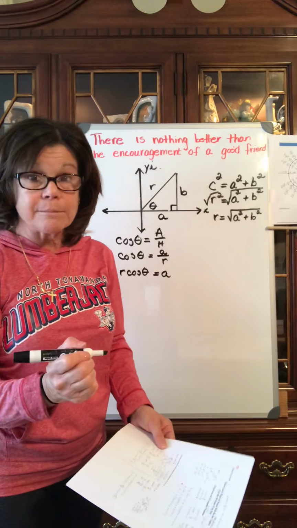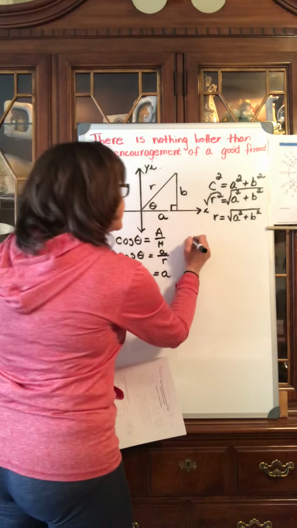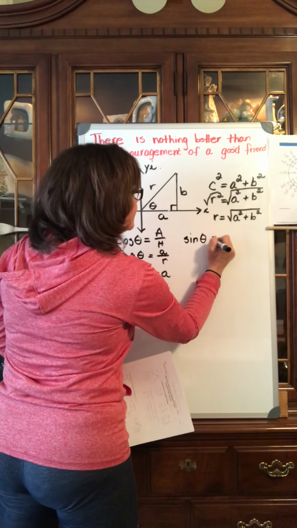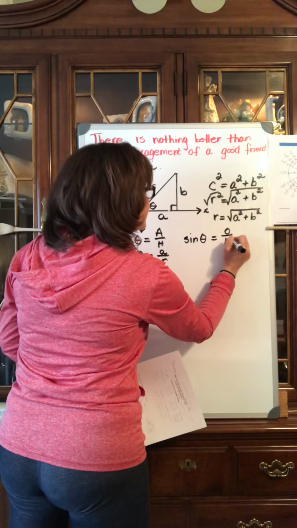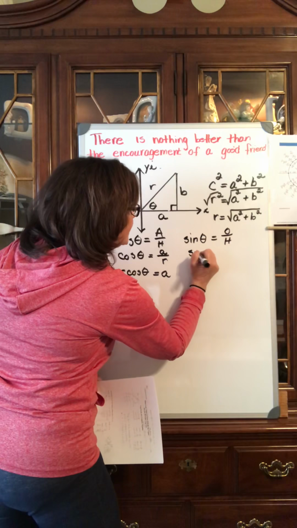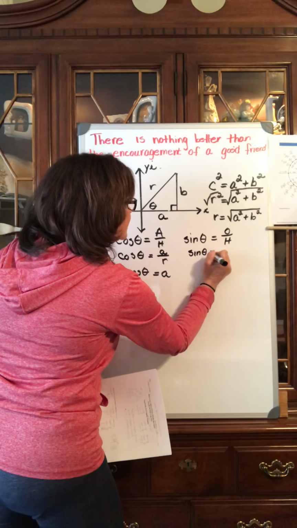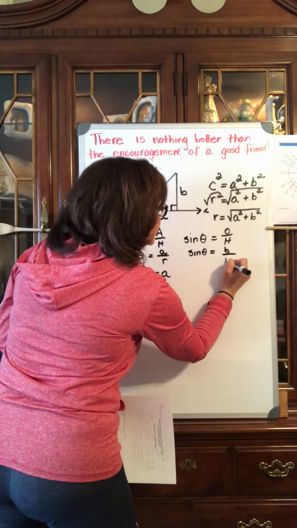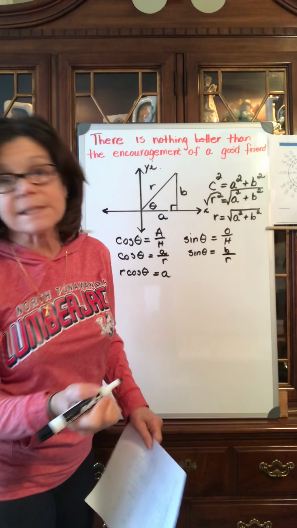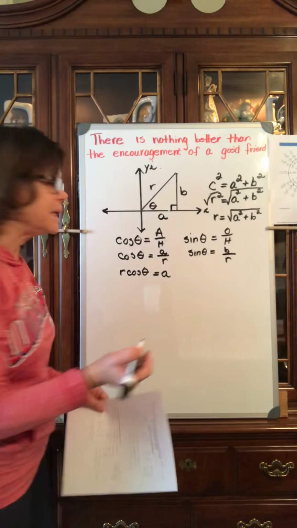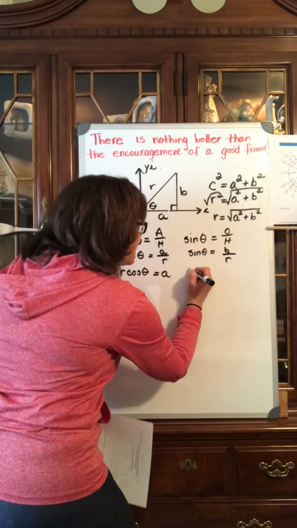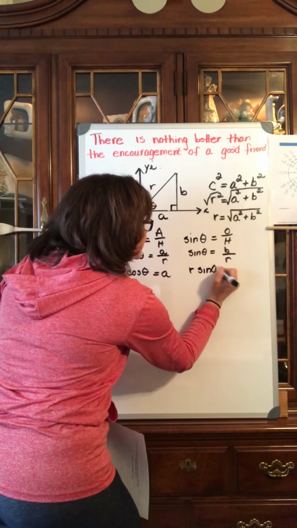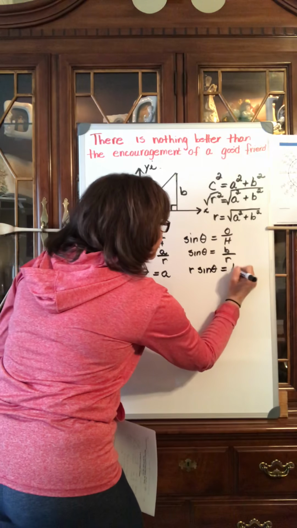Now I'm going to do the same thing for the sine. Sine of theta is equal to opposite over hypotenuse. The opposite side is lowercase b, the hypotenuse is r. I'm going to cross multiply and solve this for b because of a plus bi form. So when I cross multiply, r times the sine of theta is equal to b.